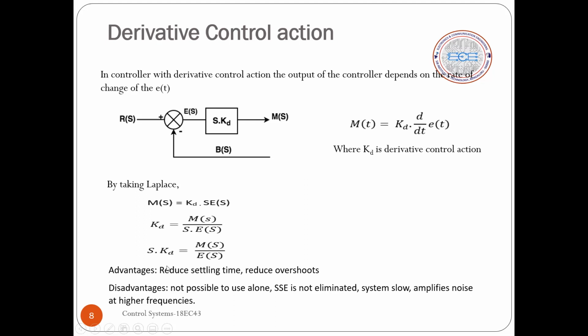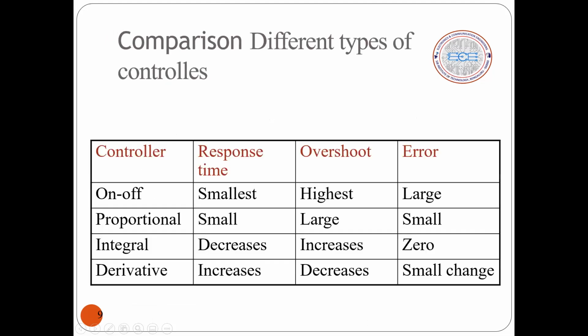So among the advantages, it reduces the settling time. Compared to the integral controller, where the settling time increased, here the settling time decreases. It also reduces the overshoots, so overshoot reduces and settling time improves in this case. And disadvantages: you cannot use the derivative control action alone, it is very slow, and it amplifies noise at high frequencies. These are all the drawbacks of the derivative controller.